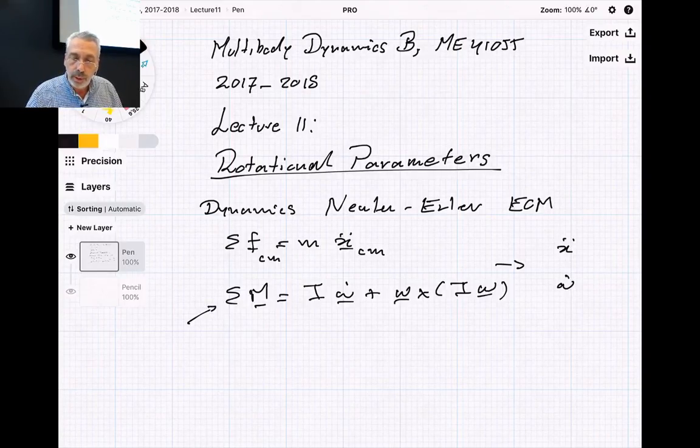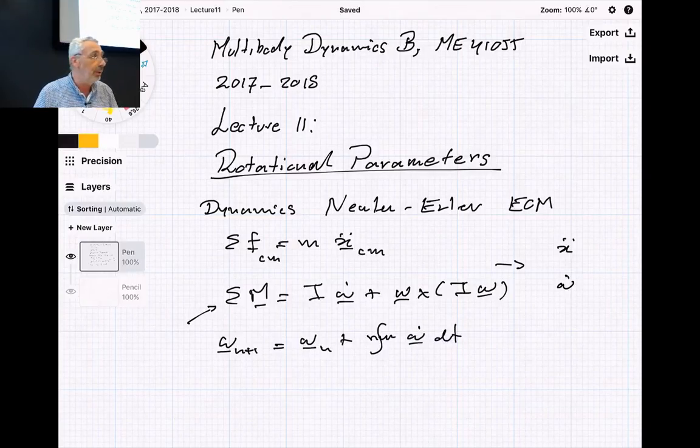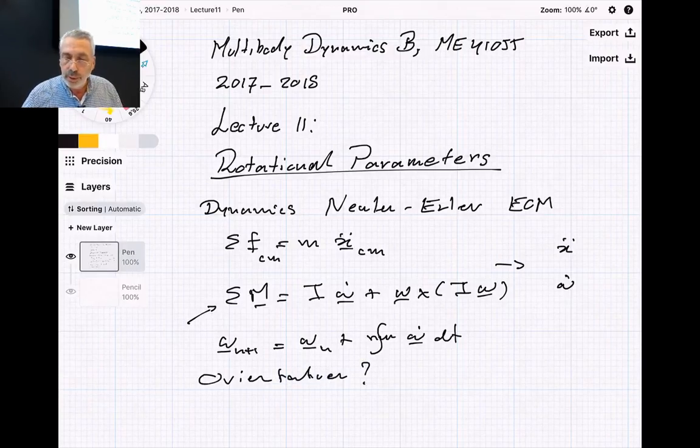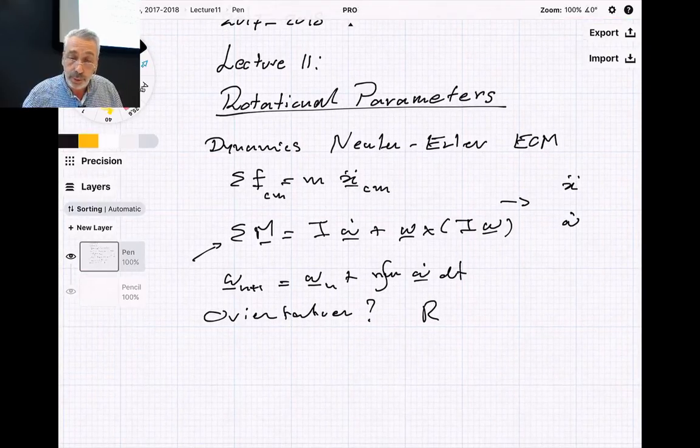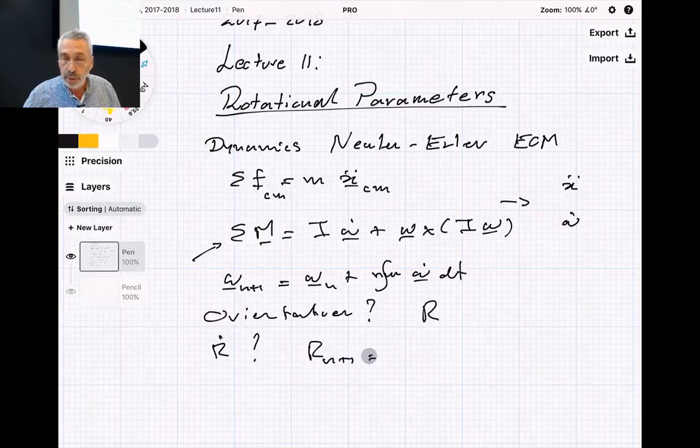If we have the angular acceleration, we can find the new n plus 1 angular speed by doing this numerical integration of the angular accelerations. That's all very nice because these are vector quantities. But how do we get our orientation? And the orientation was described by this rotation matrix. Now, the change in orientation is apparently something like R dot. So is it a good plan maybe to say, well, the new R is the old rotation matrix plus the integral of R dot dt?